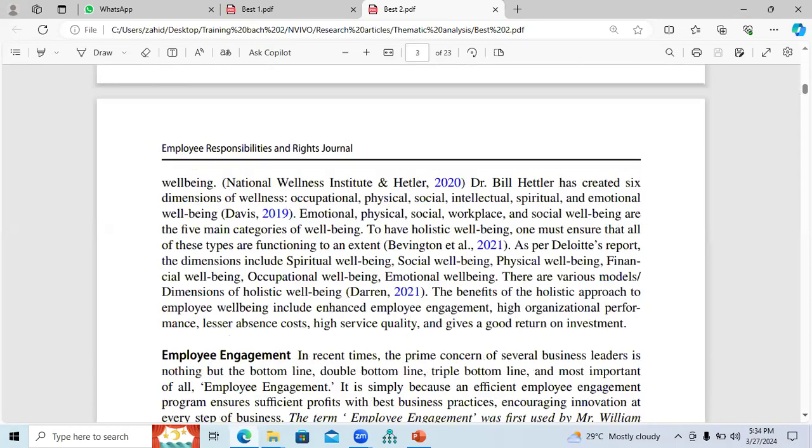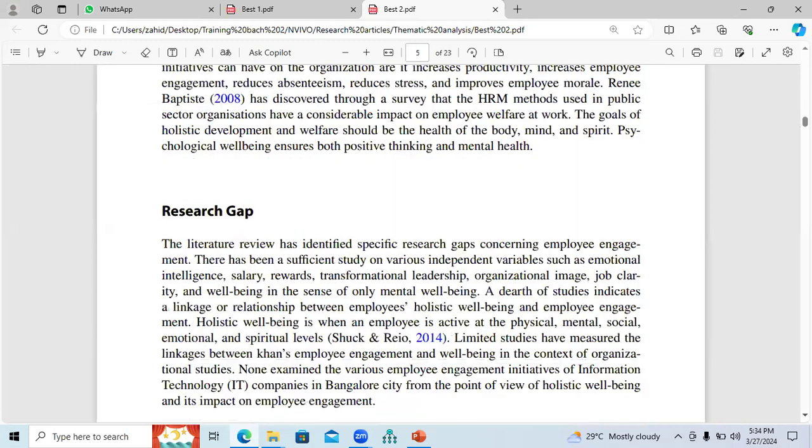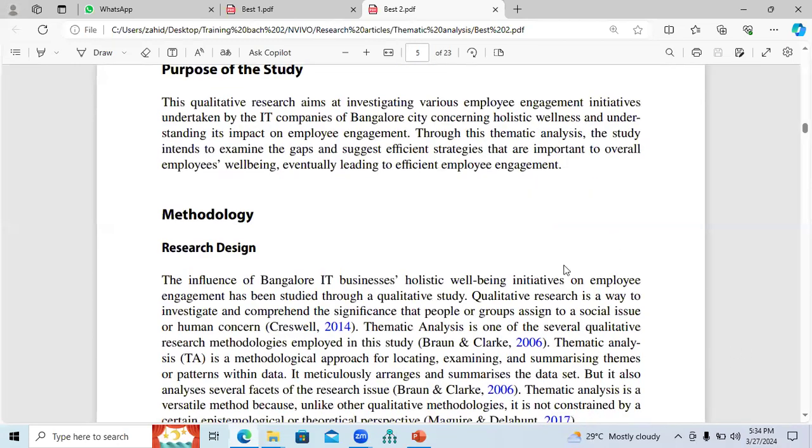We need to see how they have applied the analysis after the initial introduction and literature. What was the purpose of their study? This qualitative research aims at investigating various employee engagement initiatives. They are going to identify the themes relevant to employee engagement initiatives undertaken by IT companies of Bangalore city concerning holistic wellness, and the impact of employee engagement. Through this thematic analysis, this study intends to examine the gaps and suggest efficient strategies. So this paper is very good for thematic analysis.